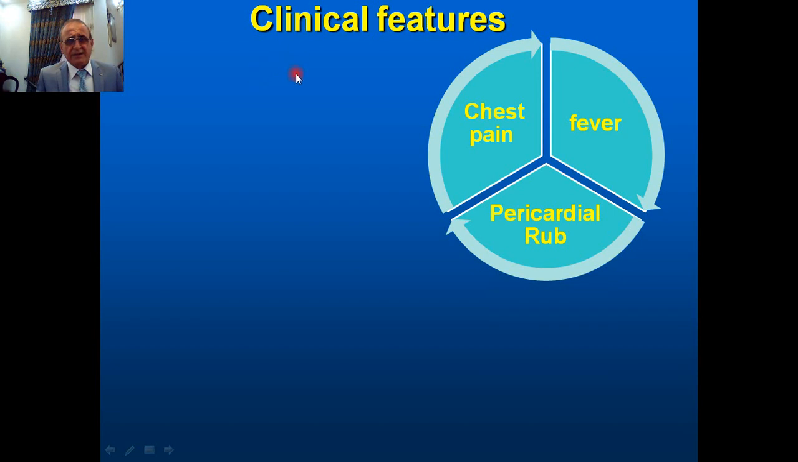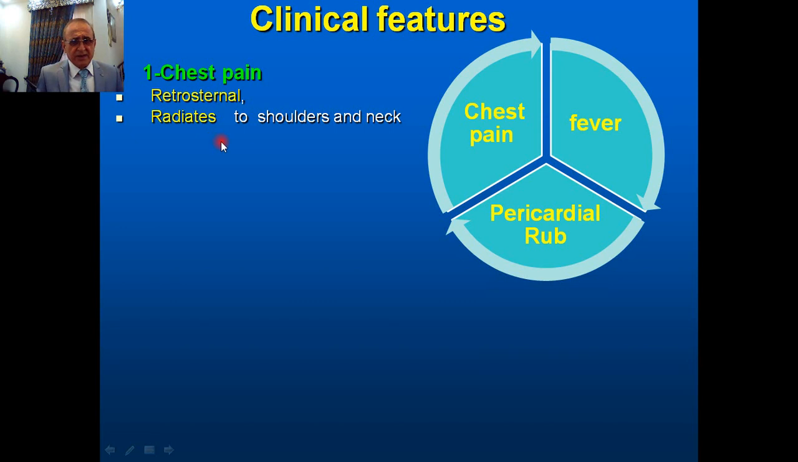Now, what are the clinical features of pericarditis? There's a triad of chest pain, fever, and pericardial rub. Regarding chest pain, the location actually is retrosternal, sometimes it is left-sided, and it radiates to the shoulders and the neck, so it mimics in some way the pain of myocardial infarction or ischemic pain. But there's an important differentiating point. It's aggravated by deep breathing. This is a very important question.